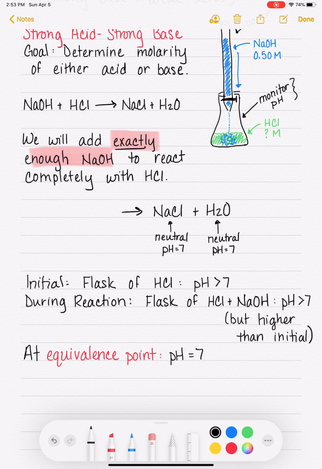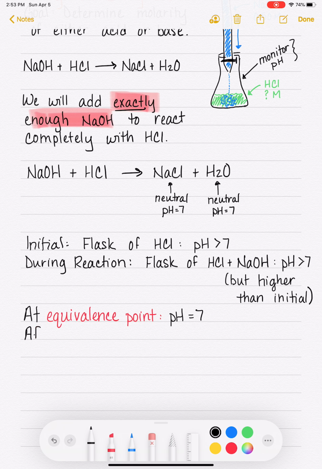Now, if we were to keep on going, I'm going to put my reactants back over here. If we did not follow this rule of add exactly enough and we kept on going and added more NaOH, so this would be after the equivalence point, our flask is going to have a pH that is above 7, greater than 7, because we'll be adding more of that NaOH, which is a base, which has a high pH.